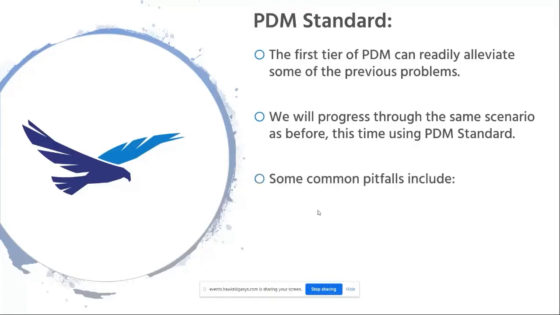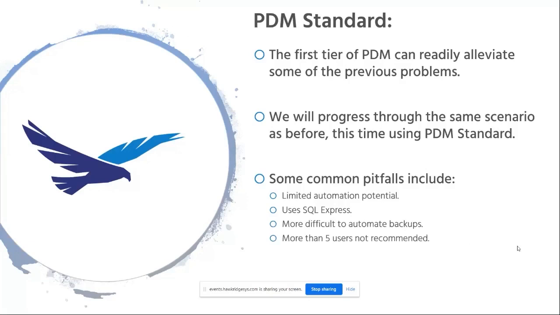So, we saw a lot of the problems we were having in Windows alleviated: all those versions of a file contained in a single part or file, revisions tracked, our company process followed. But there are limitations. PDM Standard uses an SQL Express database on the back end. This is limited in RAM and limited in drive size, and because of this, we only recommend a maximum of 5 users for PDM Standard. It is also more difficult to automate some tasks.